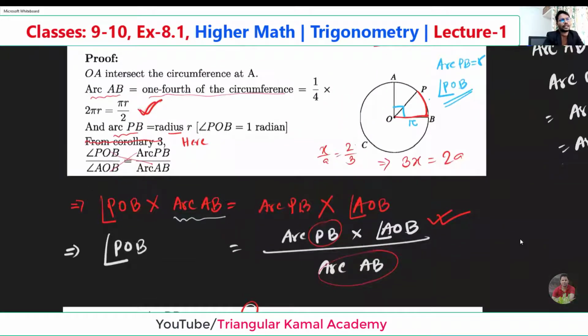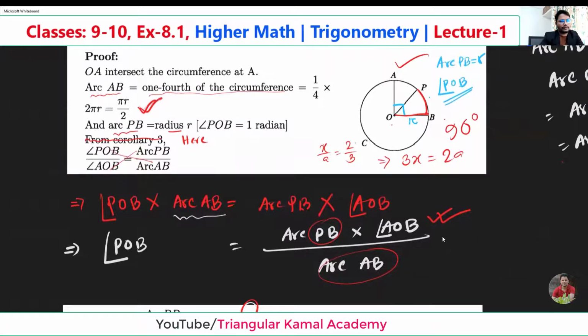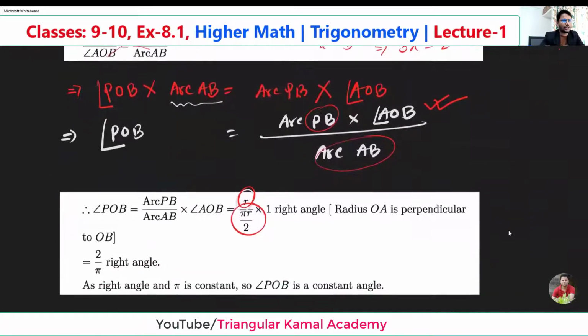AOB angle is the 90-degree angle here. So put the value. This one is a 90-degree angle, that means one right angle. So now if we do the calculation here, we will get first right here the R. This divide is converted into multiply. Then this denominator fraction like pi r by 2 will be changed. Numerator will be denominator, denominator will be numerator.